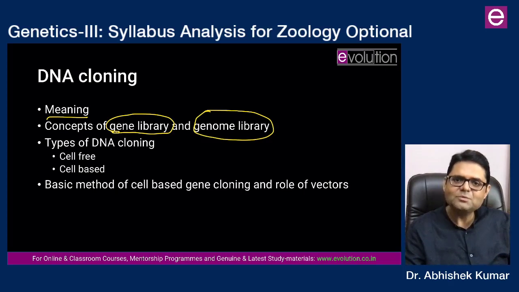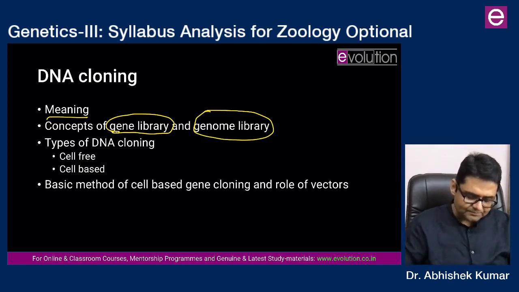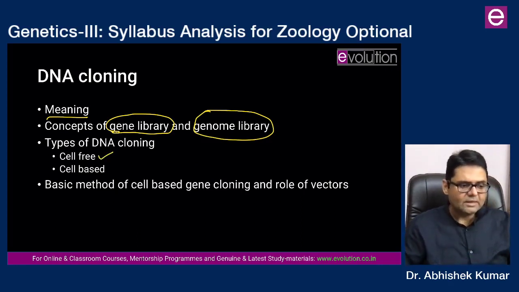But you need to build this concept, and these are the foundational areas to help you write a good answer on gene cloning. After that, you will be coming to cloning proper. There are two types of cloning, as you can see. Cell-free cloning is essentially how you create so many copies of the same DNA, that is cell-free cloning.